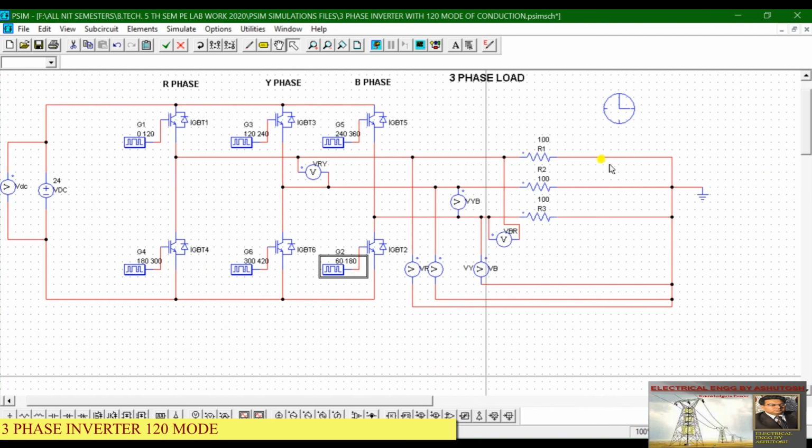And this is our 120-degree mode of operation. In the next video tutorial we will see the 180-degree conduction mode of operation of the 3-phase inverter.